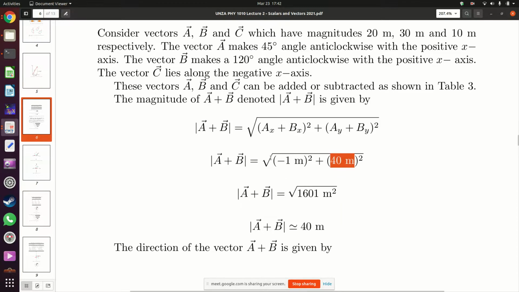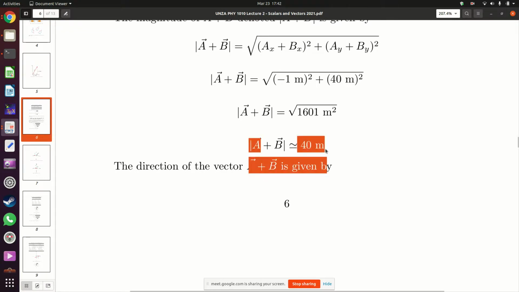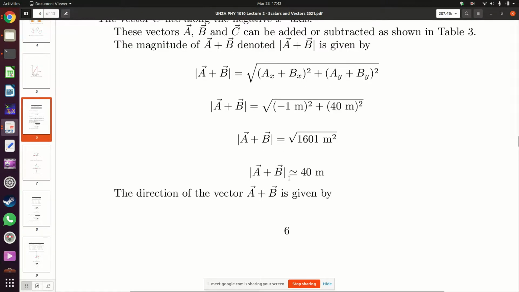When you square this whole thing, the thing inside is going to give you 1,601 meters squared. Then do the square root, so you end up with a size of approximately 40 meters. So you have found the magnitude of A plus B. A plus B has a size of 40 meters. Is that clear? Yes.